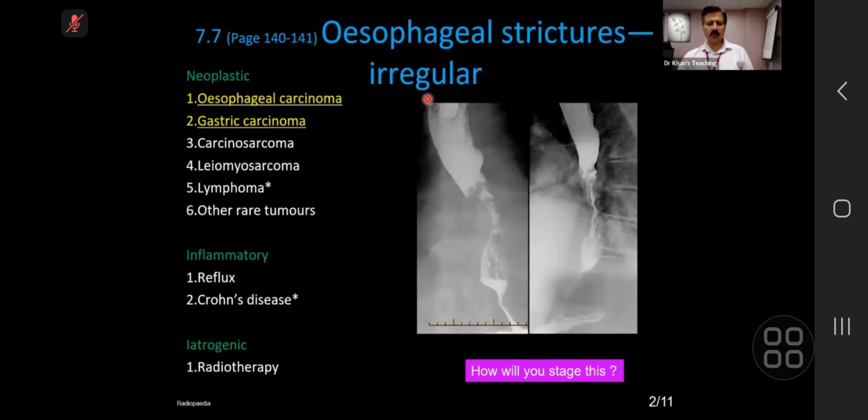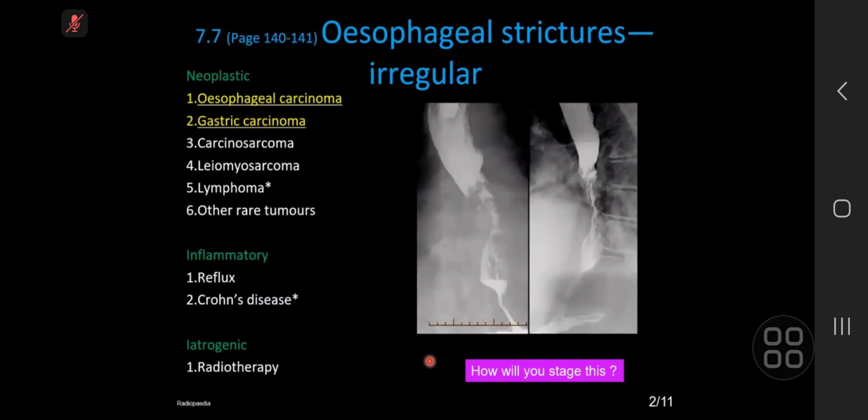Interestingly, in the esophagus, as I have told you, benign strictures can have malignant causes, and irregular strictures can also have benign causes. So remember that the esophagus is slightly tricky in this way. Now, suppose the biopsy came out as malignancy, an esophageal carcinoma. So number 11, question to you: how will you stage this?